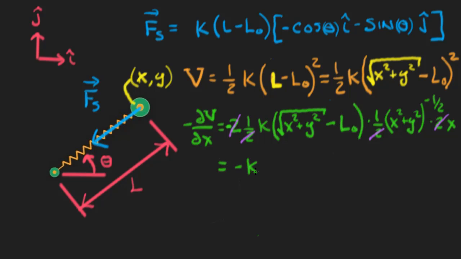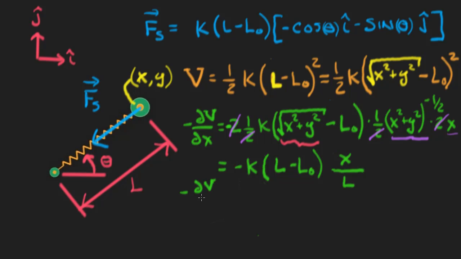Now let's rewrite this. I got minus k, and this term, the square root of x squared plus y squared, that's just L. So L minus L0, and then on the right-hand side I've got an x, and then to the power minus 1/2, that's just 1 over L. So let's just divide by L.